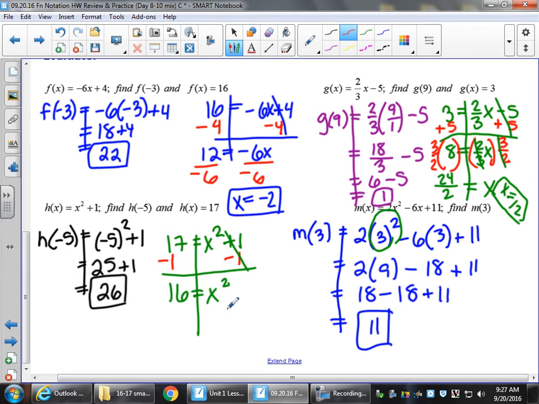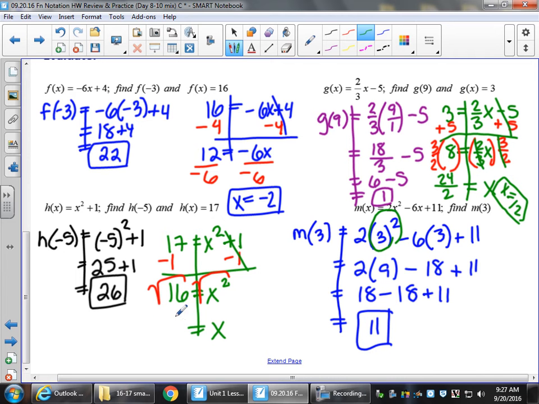Careful. What undoes squaring? Who said square root? I did. I think she said it first. Nice job. Square root both sides. What is the square root of 16? 4, and I get 2 answers.